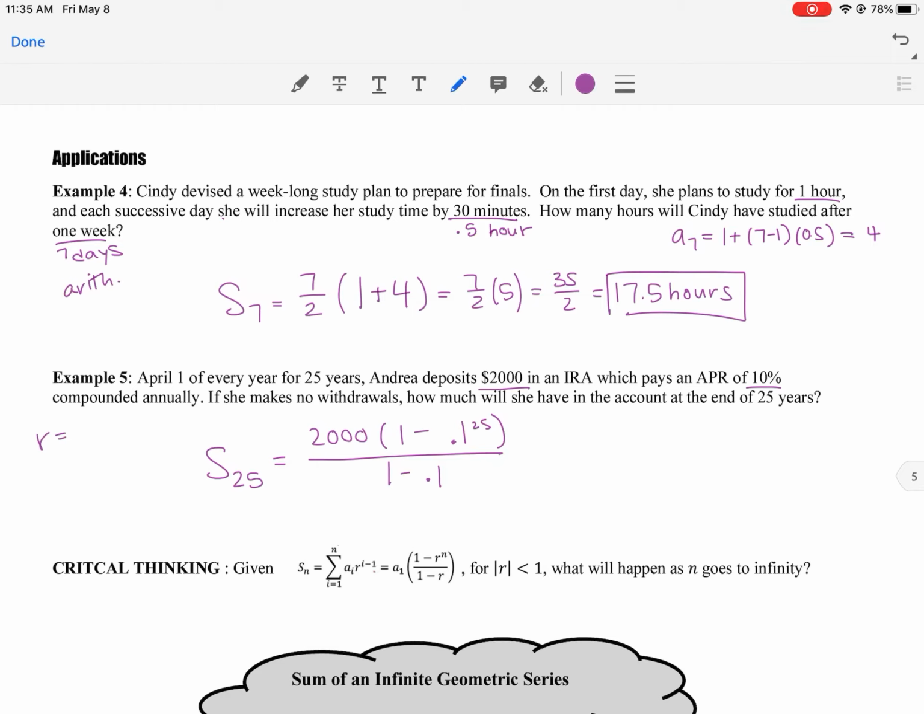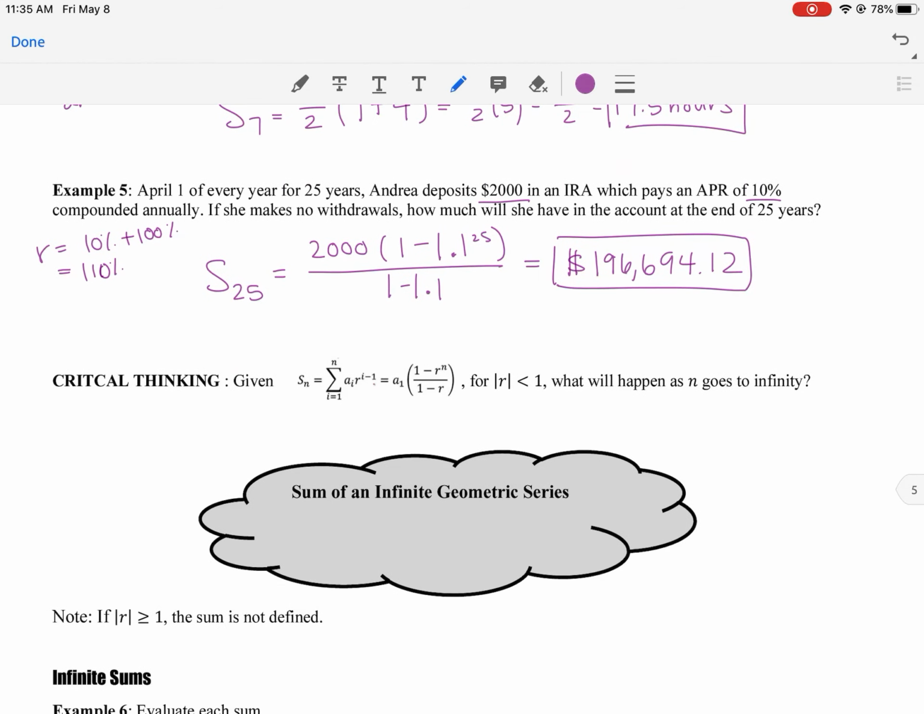So her rate is actually, rather than it just being the 10%, it's 10% plus 100% because she's depositing the initial amount. So it really should be like 110%. So this should be 1.1 in our equation. Okay, we're good now. So we got 1.1. At the end of 25 years, she has $196,694.12. Good lesson about saving for retirement there.